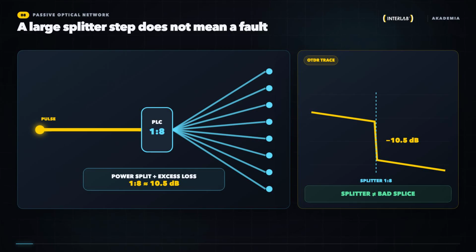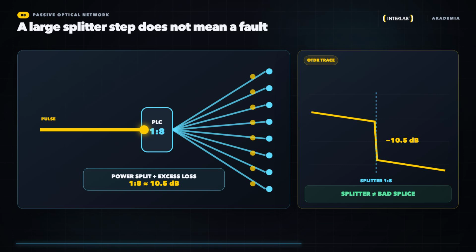In a passive optical network splitter, power is divided among multiple branches. Every doubling of the number of outputs costs about 3 decibels plus excess loss. A 1-to-8 splitter typically introduces about 10.5 decibels. 1-to-64 is about 20.4. On the OTDR trace, that looks like a huge non-reflective step.